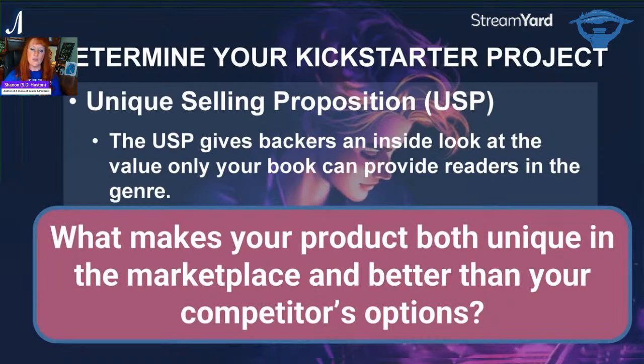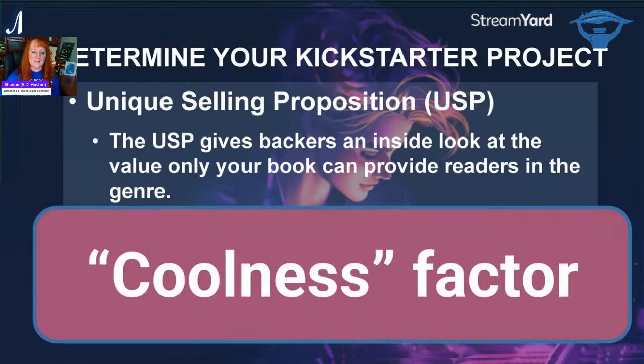What makes your product both unique in the marketplace and better than your competitors' options? That's what you want to look at when you're trying to figure out what your USP is. And this could also be, you can think about this, the coolness factor. Dragons are cool. So I have a coolness factor with dragons.